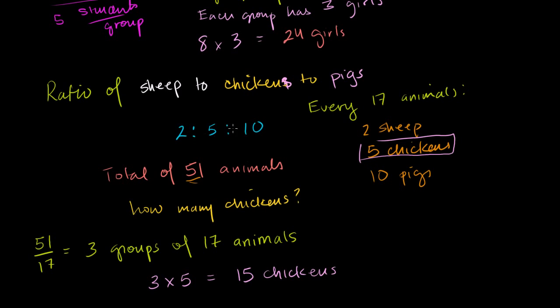All I did is add these up and say for every 17 animals, I've got 5 chickens. I've got 3 groups of 17. So for each of those groups, I have 5 chickens. 3 times 5 is 15 chickens. And you could use the same process to figure out the number of sheep or pigs you might have.